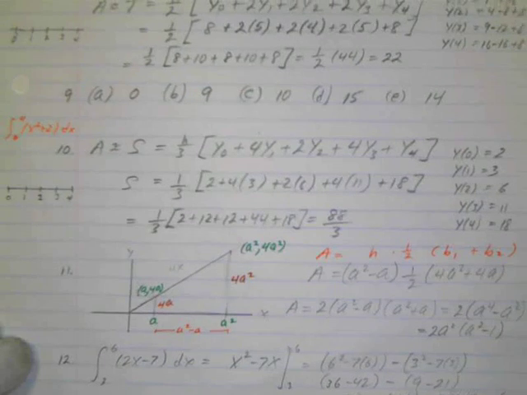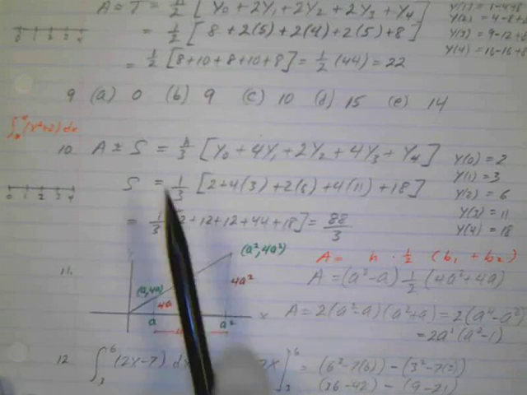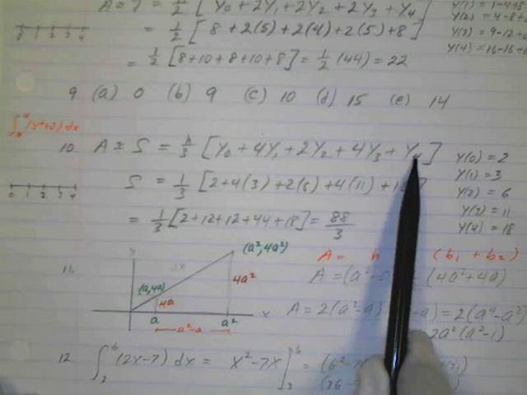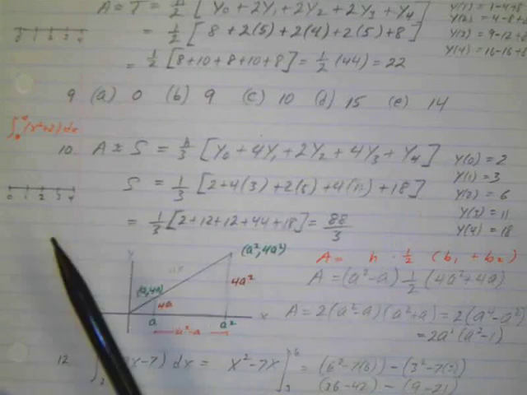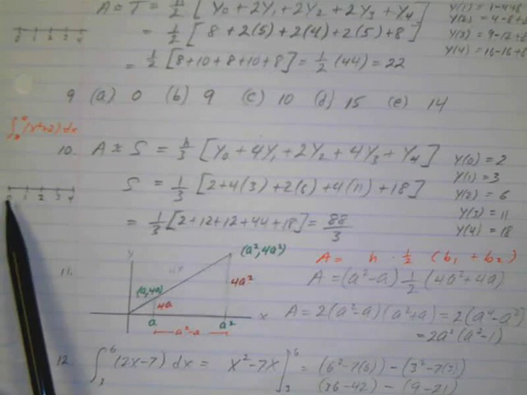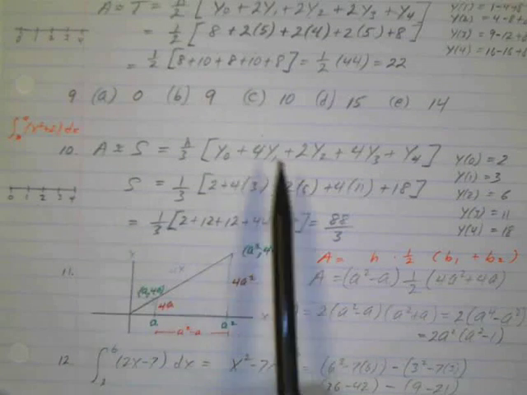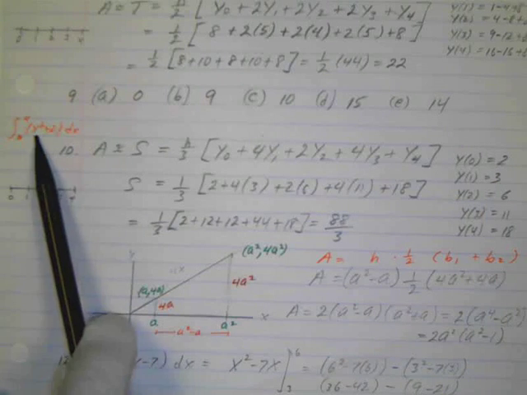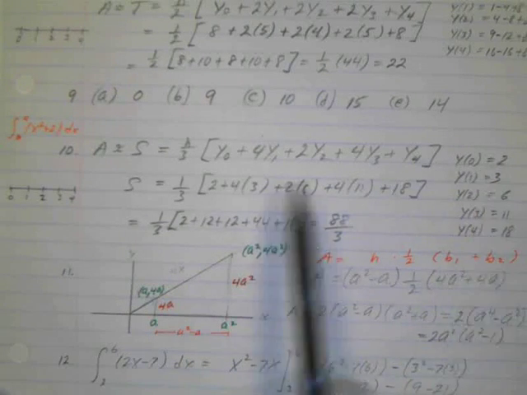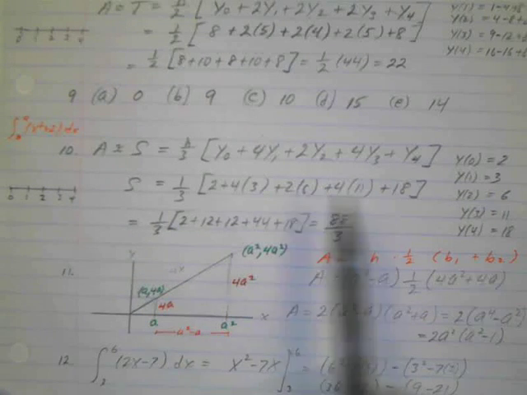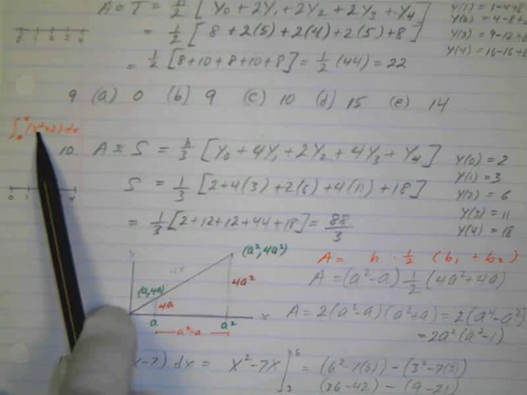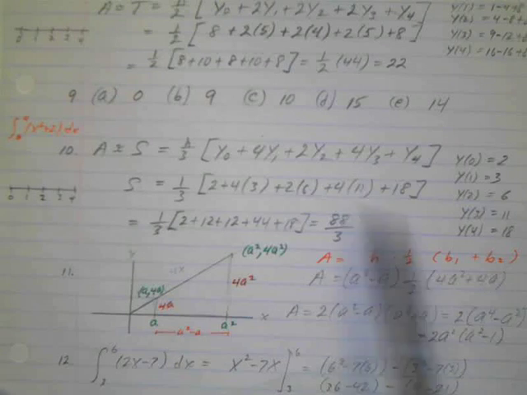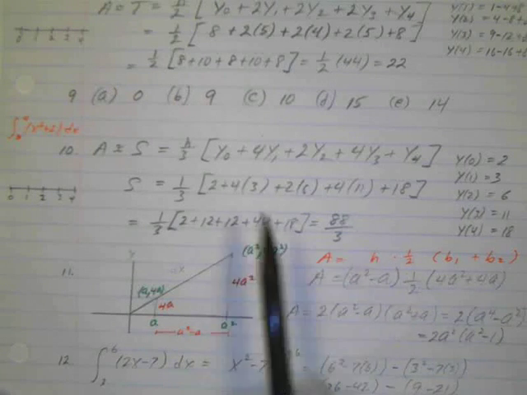All right, so let's take a look at that. Remember, this is your Simpson's rule: h over 3, y sub 0, 4y1, 2y2, 4y3, y4. These y values are found by putting the x values, 0, 1, 2, 3, 4, into the function. When x is 0, y is 2. When x is 1, 1 plus 2 is 3. When x is 2, 4 plus 2 is 6. When it's 3, 3 squared is 9 plus 2 is 11. When it's 4, 4 squared is 16 plus 2 is 18.